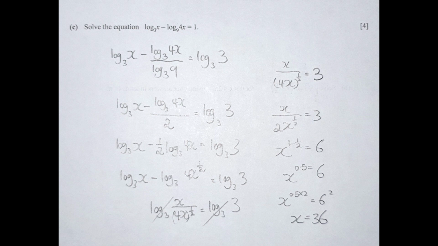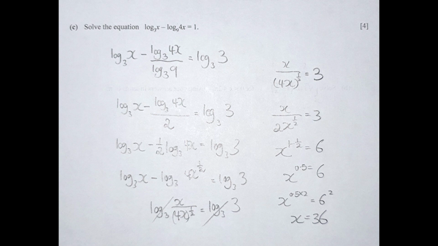So now that all the base is 3, I then calculate the log 3 of 9 that I have as the denominator. From this, you will get the result as 2. Okay, and this 2 here, I can actually write it as 1 over 2 times log 3 of 4x. And whenever there's a variable in front of the log, I can then bring it up as my power. So what we have now will be log 3 of x minus log 3 of 4x to the power of 1 over 2 equals to log 3 of 3.